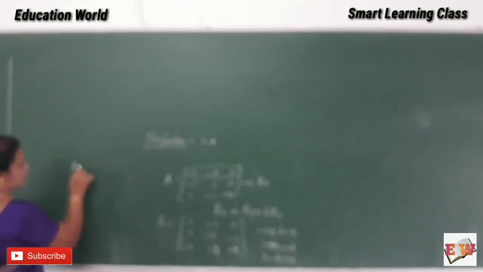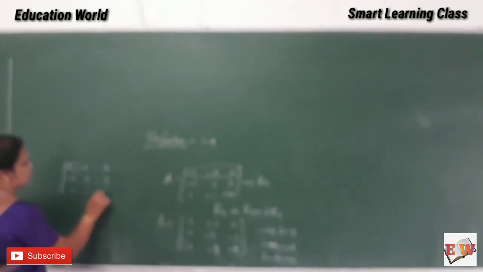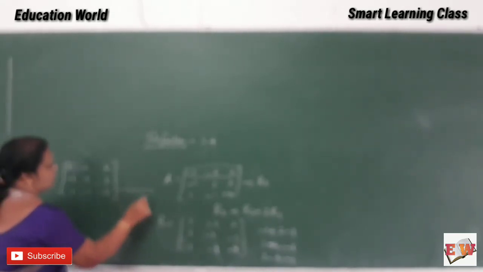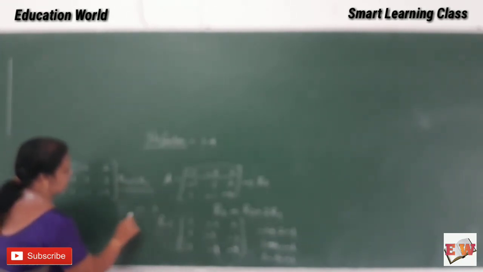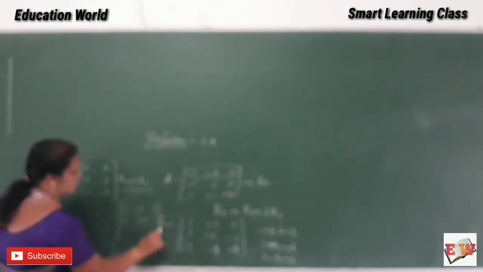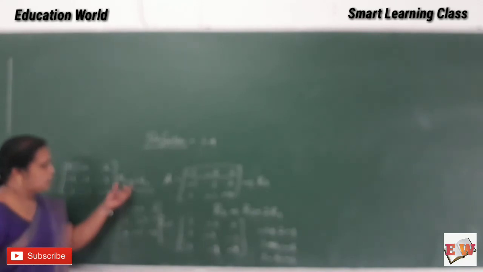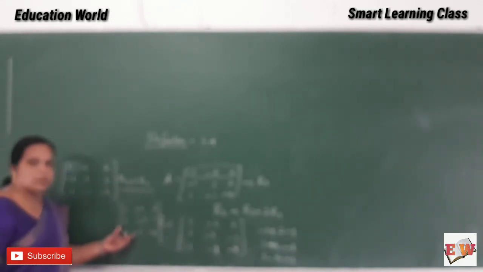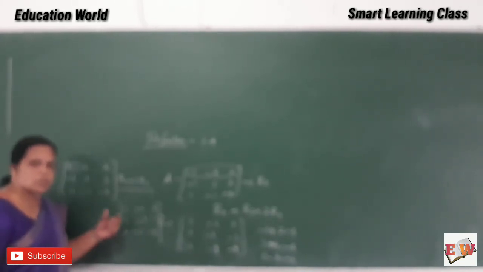A is 1, minus 2, 2, minus 1, 1, 3, 1, minus 1, minus 4. What have we done here? R2 plus 2R1, 1, minus 2, 2. Suppose if we have done this, it means we got this matrix, isn't it? Suppose we can change another one also.